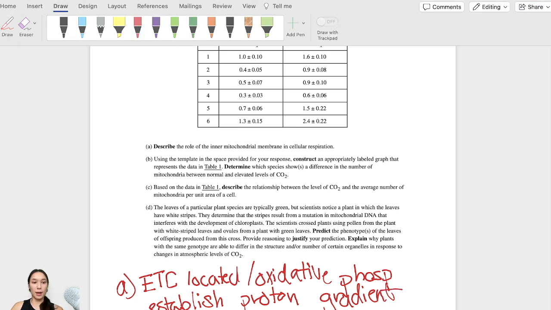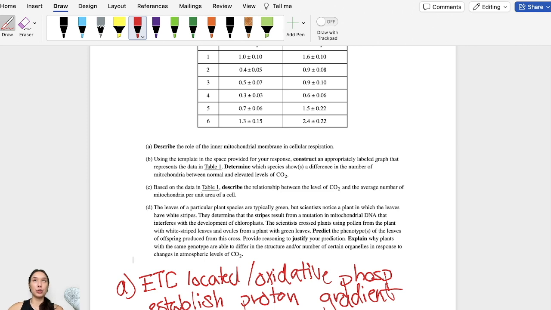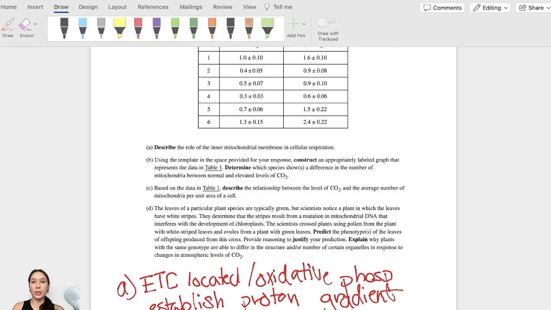And then the other option that you could have said is a little bit more vague, but they accepted it as well: the point of the inner mitochondrial membrane is to separate what's happening in the matrix from what's happening in the inner mitochondrial space. So that's another option that you could have done.